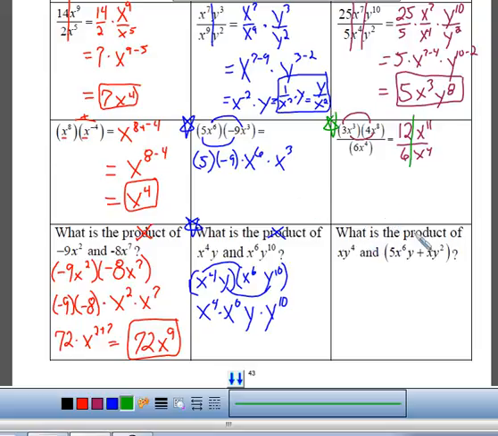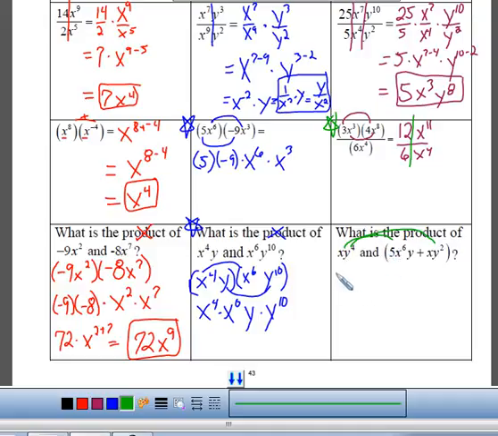Okay, the last one. What is the product of x y to the 4th times 5x to the 6th y plus x y squared? Alright, so you are going to be distributing this to both of these. Now, these are not like terms, so you will not be adding anything together. When you're done, your final answer should be 2 terms with an addition symbol in between. And we're going to do it together anyway, so it doesn't matter.